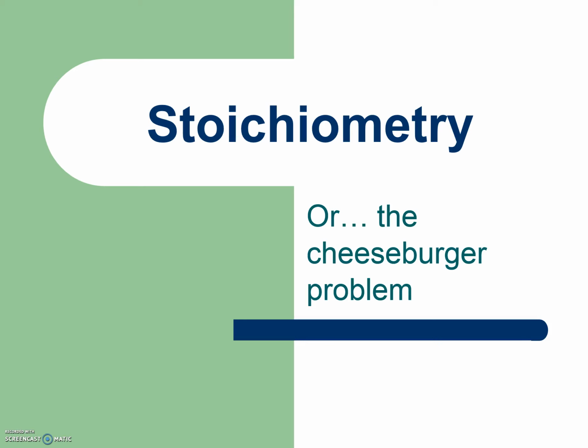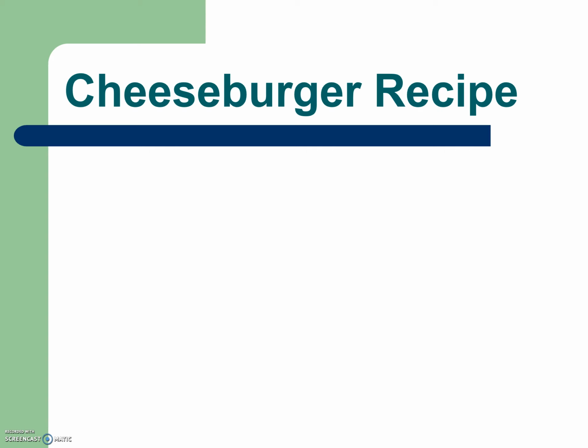Okay, we're going to start stoichiometry, and I promise the hardest part of stoichiometry is the word stoichiometry. So if you can spell that, then you should be good to go. As long as you label your units on everything, like I've really been emphasizing, you should be good to go. So refer to this as the cheeseburger problem because we're going to use an analogy of the perfect cheeseburger recipe.